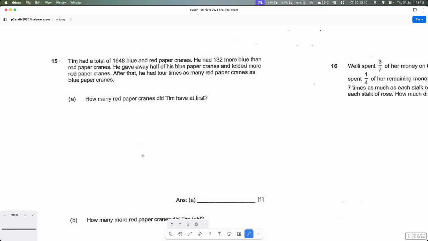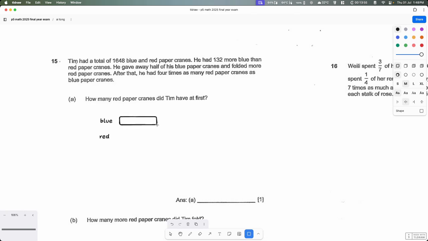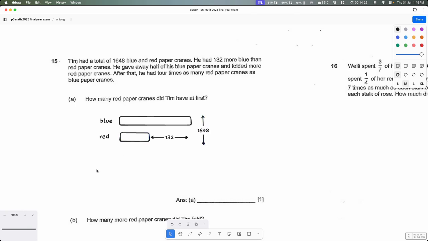So this is pretty straightforward. At first, if you want to, you can draw the model. So blue, and then you also have red. He had 132 more blue than red, so let me make this a little bit smaller and this a bit bigger. This is not drawn to scale, and this is 132, and then the total will be 1648. Therefore, how many is the red paper cranes?